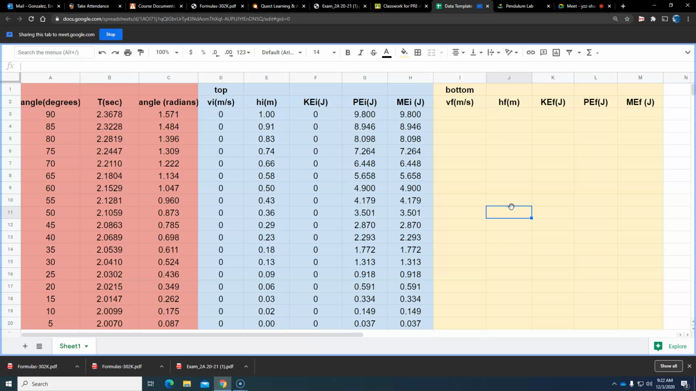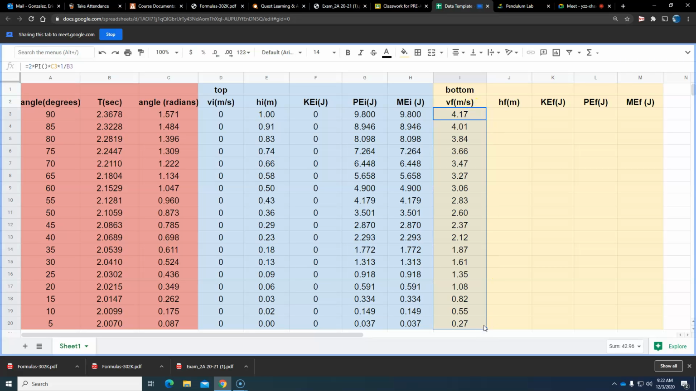Okay, now let's do the calculations at the bottom. The velocity, as I show you in the derivation that I show you in the document camera, is going to be in a separate video. The velocity is 2 times pi times the angle in radians times the length, which is 1, divided by the period, and those are the velocities at the bottom of the trajectory.